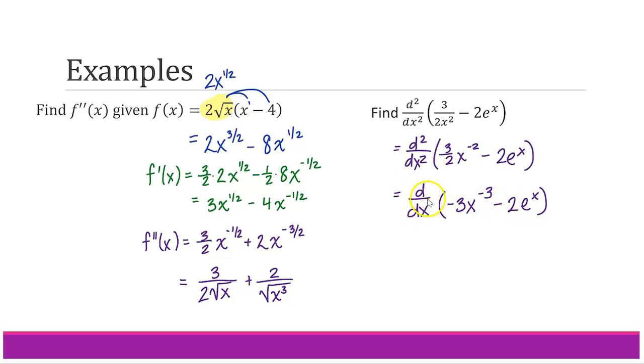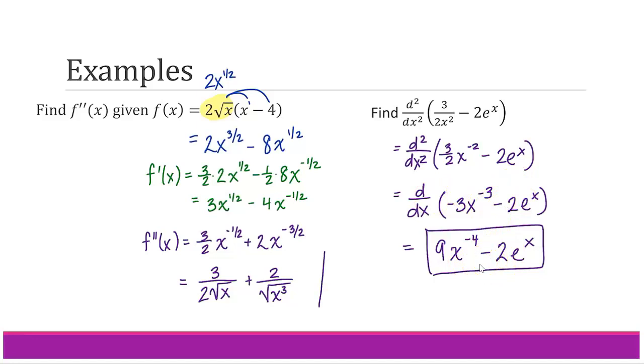Now there's one operator left, so take the derivative one more time. And by the power rule on this first term, negative 3 times negative 3 is positive 9. X to the negative 4, if I subtract 1 from negative 3. And again, the derivative of 2e to the x is 2e to the x. So same thing, minus 2e to the x. So the operator is gone completely because I've performed the operation. I took the second derivative. So here is my answer.